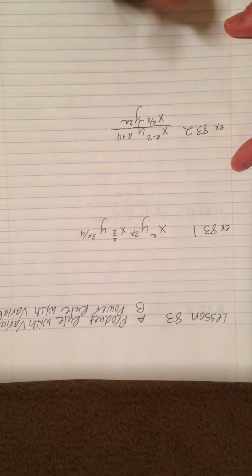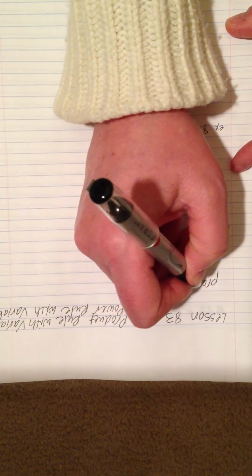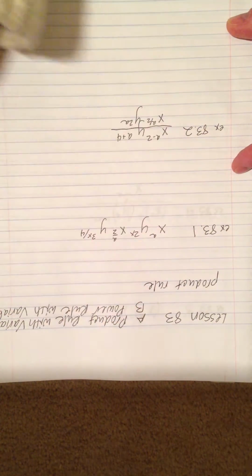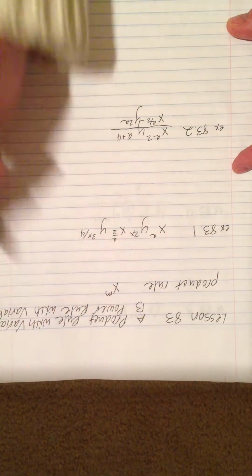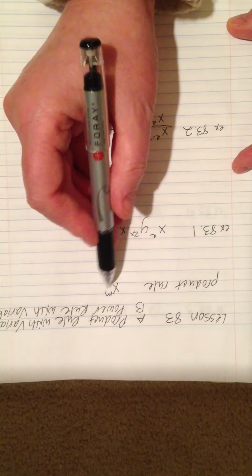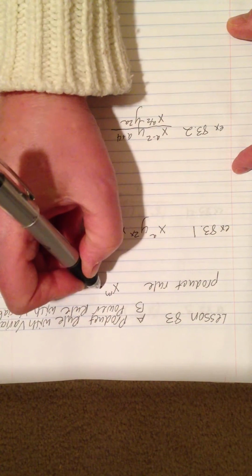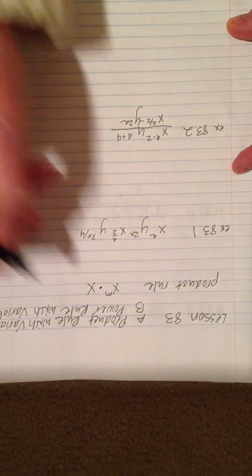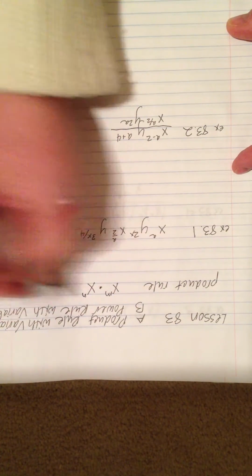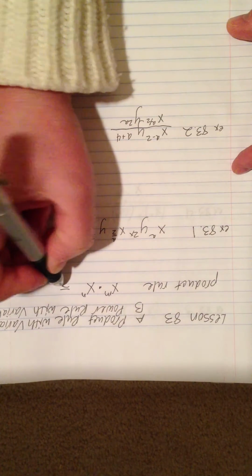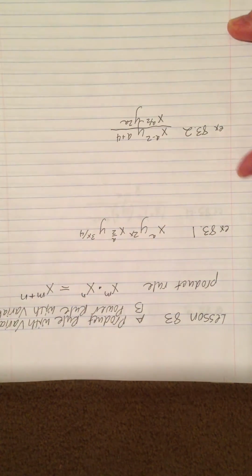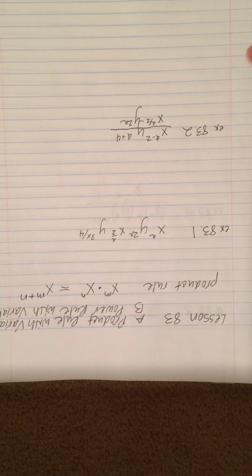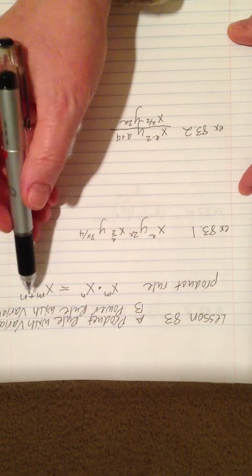Let me remind you of what the product rule for exponents looks like. It tells us that if we have a base raised to a power, let's say the base is x and we're raising it to the power of m, and we want to multiply that by the same base being raised to a different power, all we have to do is write the base and then add together the two powers. So the product rule tells us add the exponents.